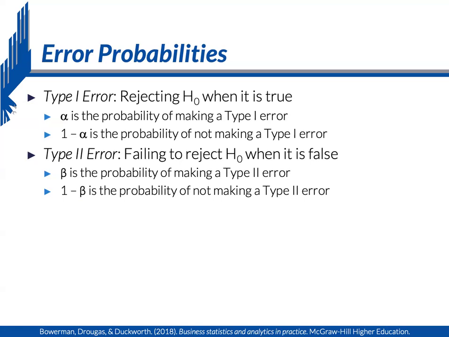And the probability of committing a type 2 error is denoted by a different parameter, which is the Greek letter beta. So beta is the probability of committing a type 2 error. And the complement of this, 1 minus beta, is the probability of not making a type 2 error. So the alpha and the beta are two distinct concepts. So this is not the complement of this because these are two different kinds of errors that can be committed.